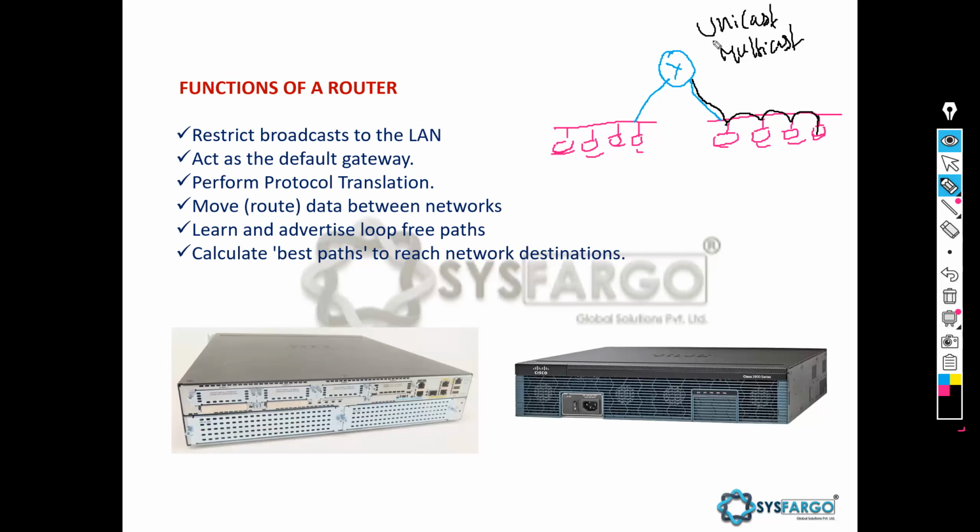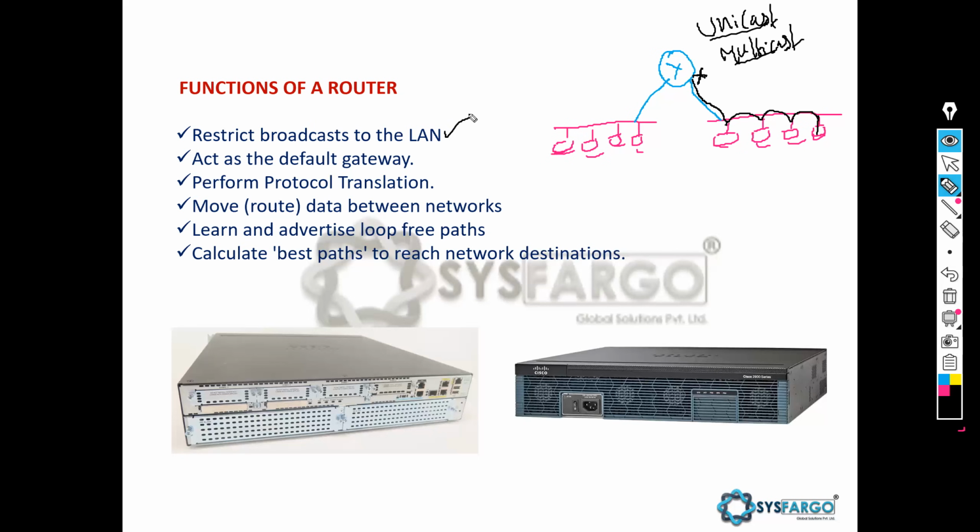Router supports only two communication types, unicast and multicast. Unicast means one-to-one, multicast means one-to-many. But this is broadcast traffic. If a router receives any broadcast traffic, it's going to terminate right there. It's not going to process that. So that is how it restricts broadcast to the LAN.